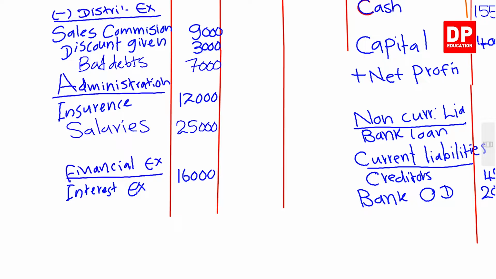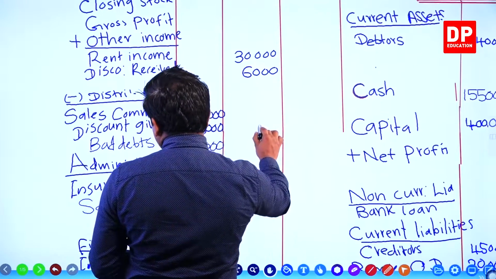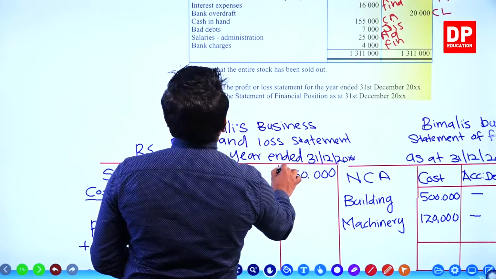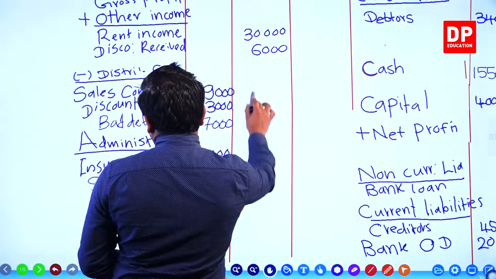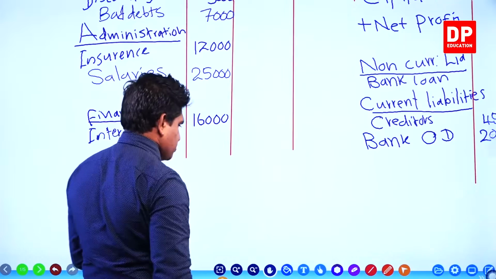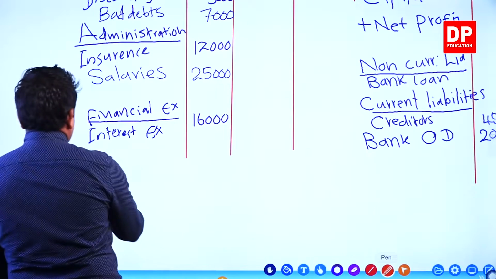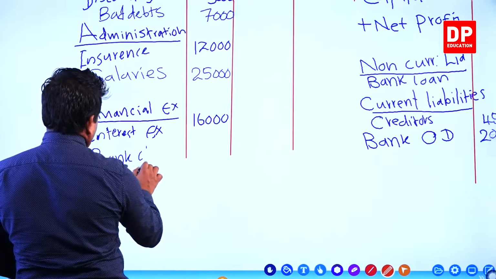Then bank charges, right? How much are bank charges? Do you remember? 4,000, right? Bank charges 4,000. Other expense category, financial expense, right? Financial expense, bank charges.